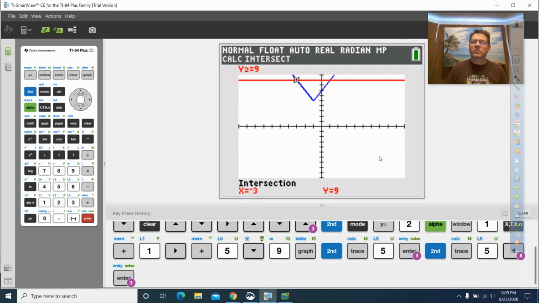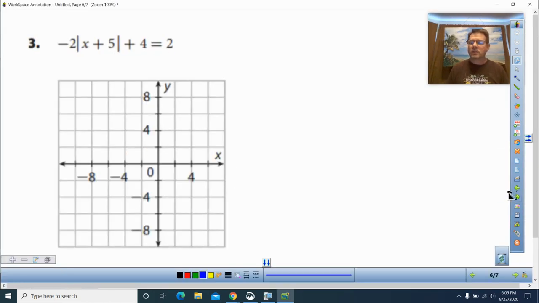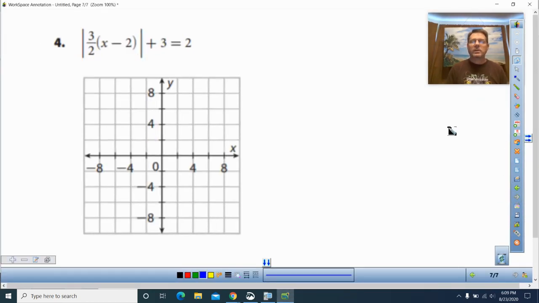Okay, one last deal here for you. Let's go to the next equation. This one's a little bit different. Sorry, my last one I'm going to do with you again. And so let me write that down. 3 over 2, absolute value of x minus 2, plus 3 equals 2. All right, so I have to go back and forth. I'm going to try this guy out.